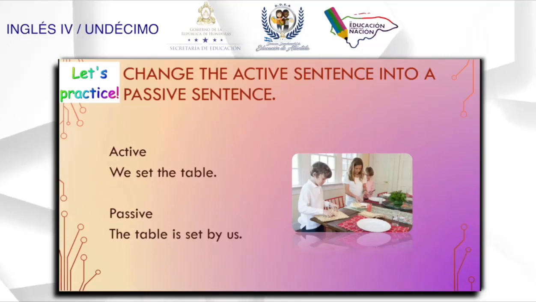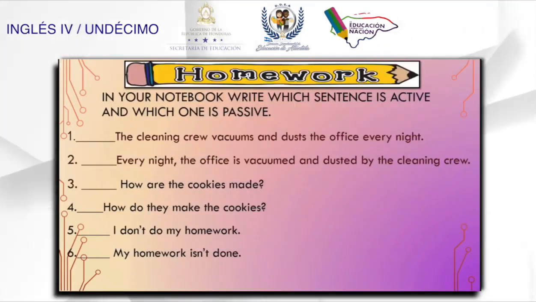Good job, guys. Now, it's homework time. In your notebook, write which sentence is active and which one is passive. Number one, the cleaning crew vacuums and dusts the office every night. Number two, every night the office is vacuumed and dusted by the cleaning crew. Number three, how are the cookies made? Number four, how do they make the cookies? Number five, I don't do my homework. And number six, my homework isn't done. Remember, you're going to write which sentence is active and which one is passive.